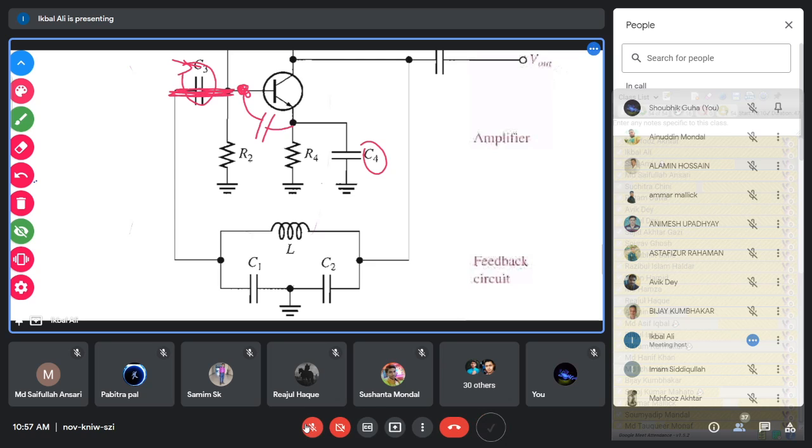So what happens? This terminal of the junction capacitance, the base terminal, comes to this point through this short circuited C3.